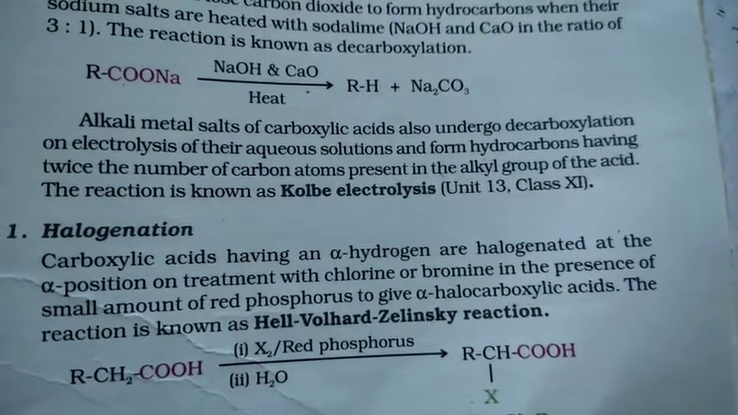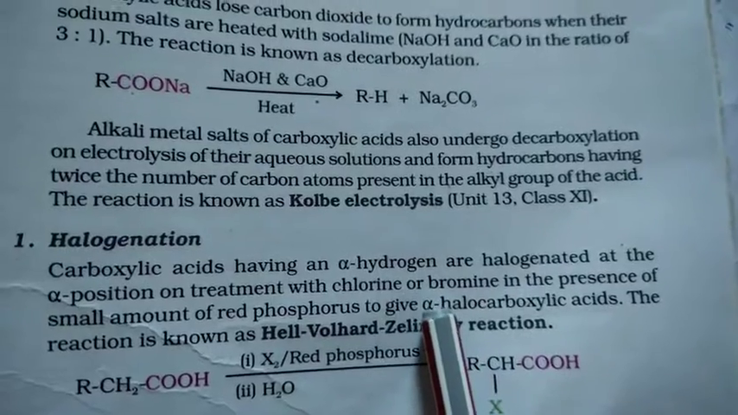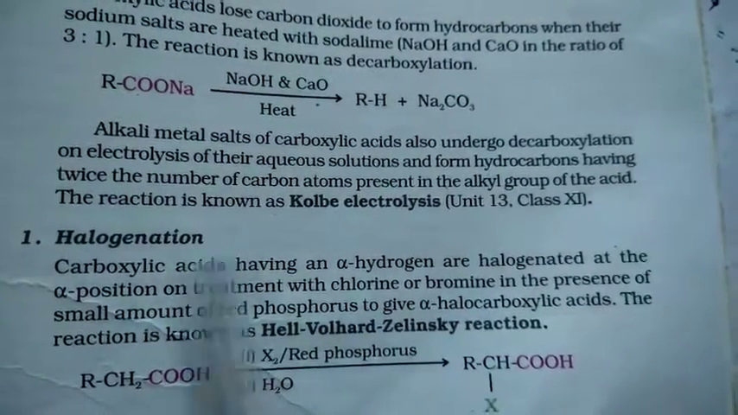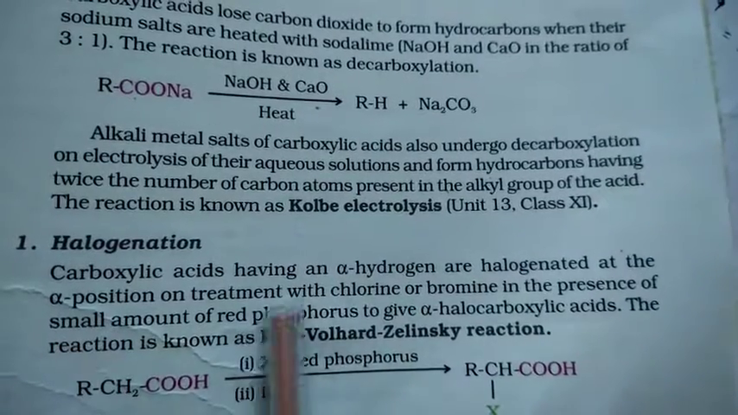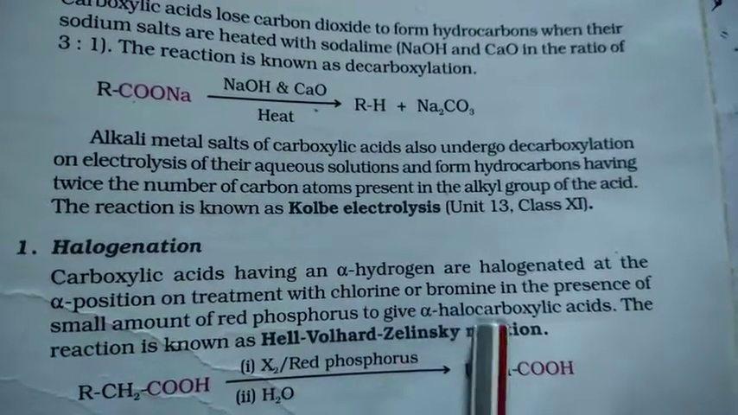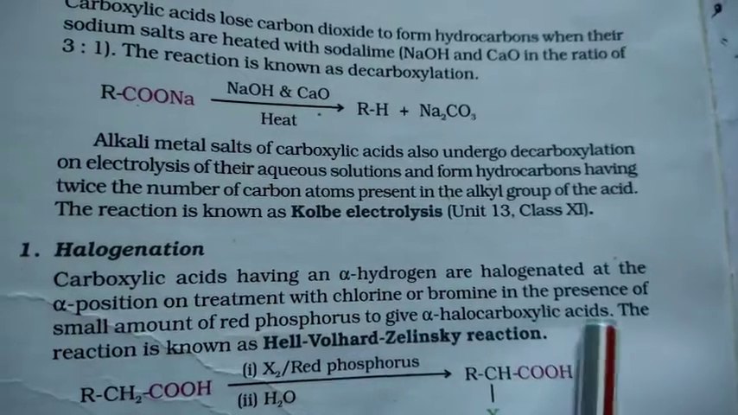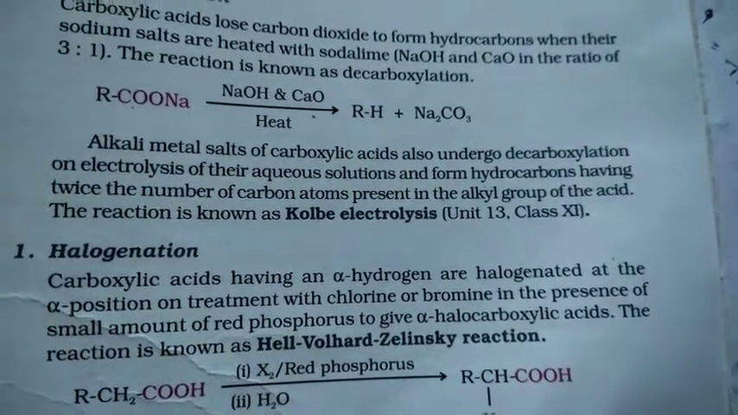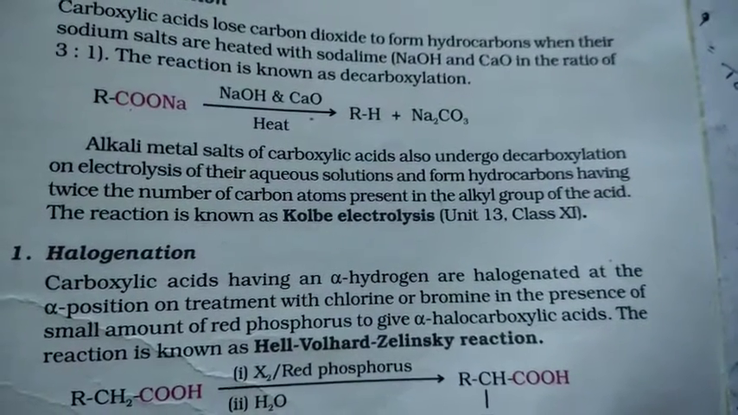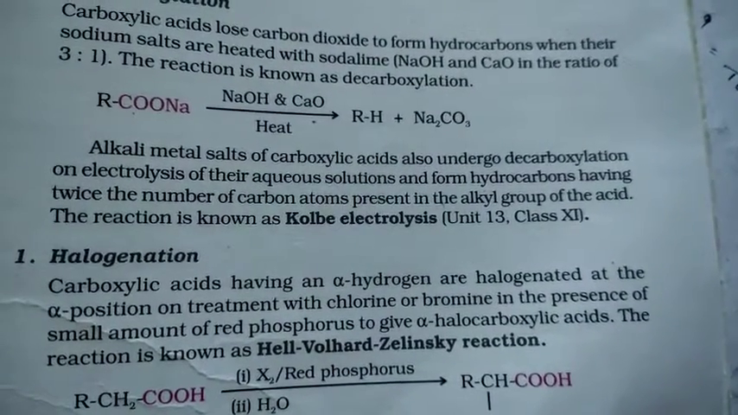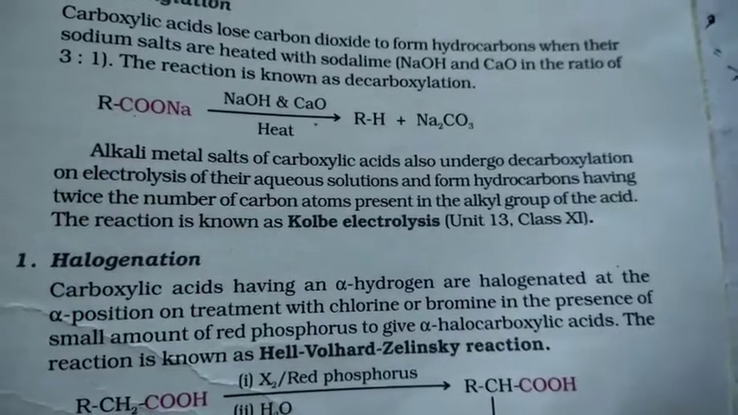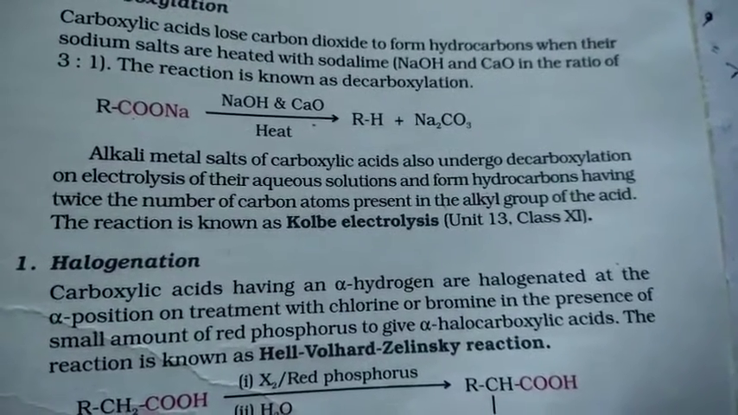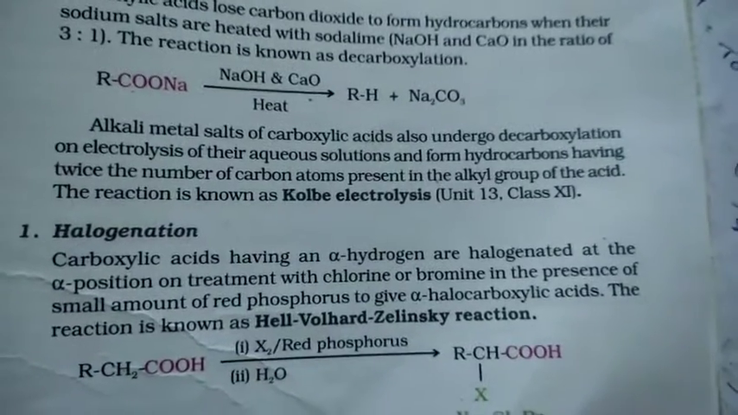The compound will be as it is, but one important thing happens: in the alpha position one halogen will be attached. We have studied so many things in this one line about alpha hydrogen: chlorine, bromine, red phosphorus, alpha-halocarboxylic acid. The simple thing you can say is that you have taken a carboxylic acid with an alpha carbon, and at that alpha position only one halogen will be attached. And since we are attaching a halogen, we need one halogen from outside, right?